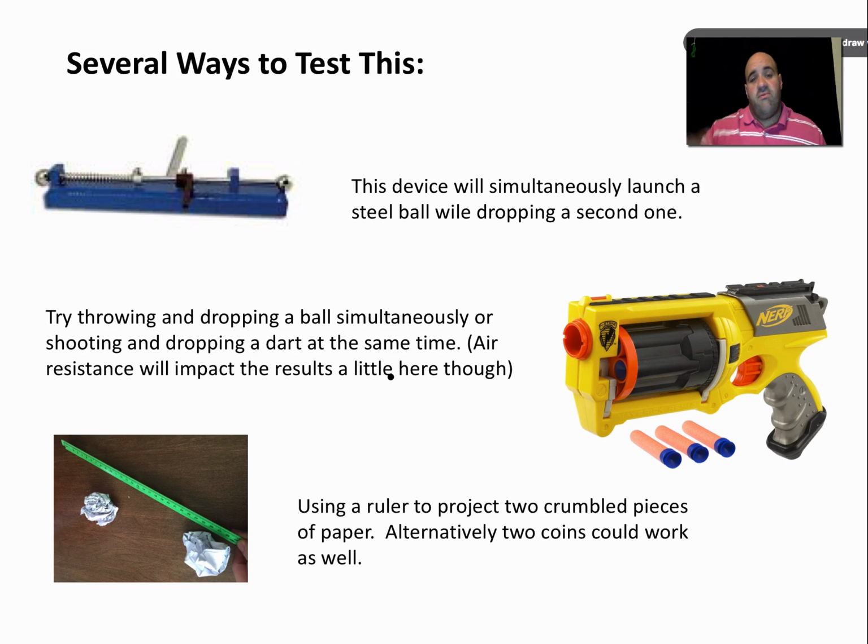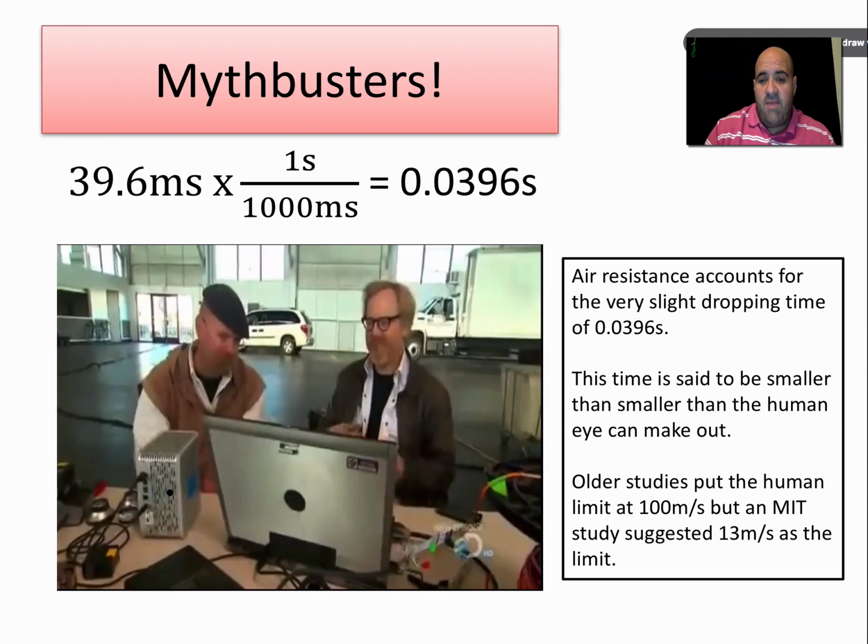That's a little tricky. Or fire a Nerf gun and drop a dart, though you get a little air resistance there. And I have a couple activities in class we'll do with rulers and coins. You could actually demonstrate this very nicely, so we'll see that at the beginning of our next class. In the meantime, there's a video by Mythbusters where they tested this idea.